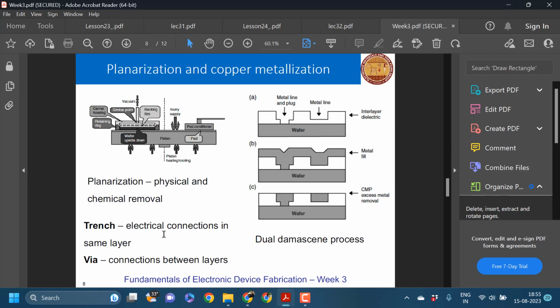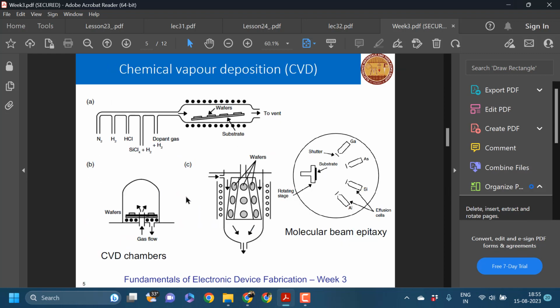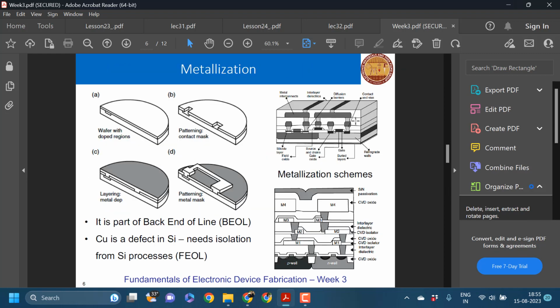So when electrical connections are within the same layer, it will be called a trench, and when it is between different layers, it will be called a via. And these layers will be stacked. When we see the image we'll feel that these are very thick structures, but usually there will be multiple layers stacked over one another, and overall the entire thing will only be in micron layer thickness. So it will be very thin layers that are stacked one onto the other.